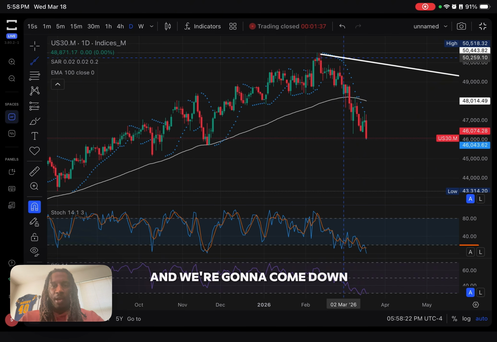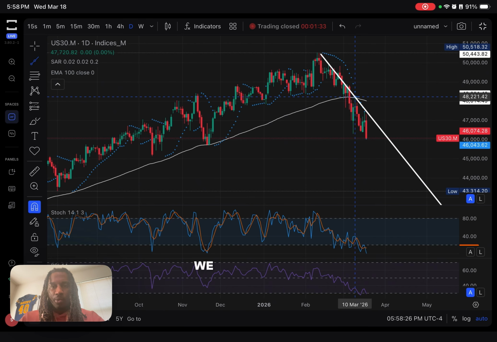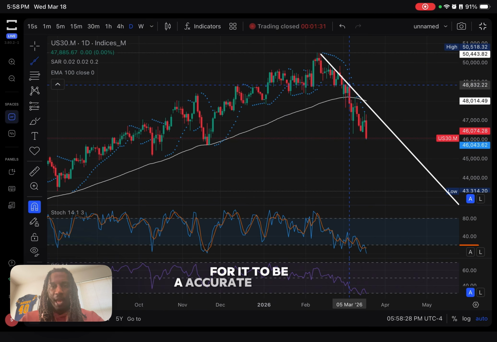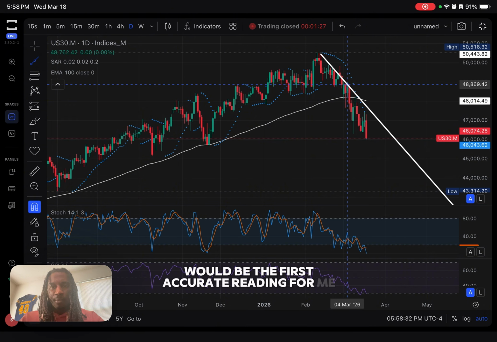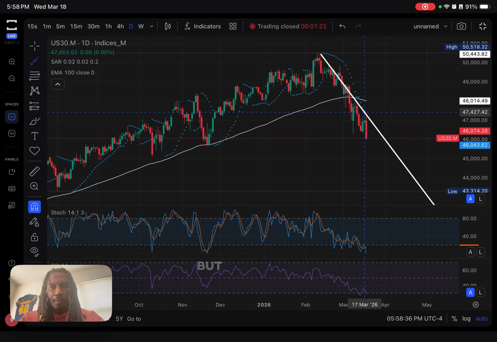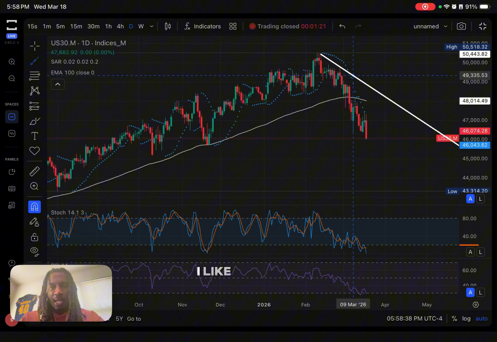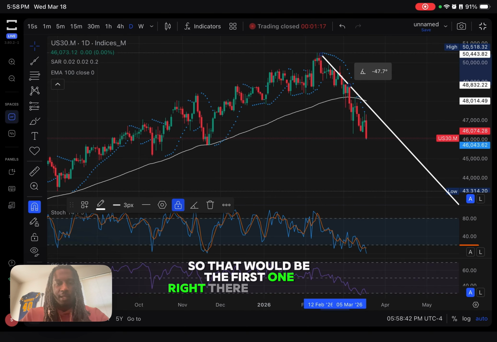And we're going to come down and find about 3 peaks, 3 touches. We want this to touch at least 3 times for it to be an accurate trend line. So right about here would be the first accurate reading for me for this trend line, right? We could make it come down here, but I like this right here. I like to do what I call a fan. So that would be the first one right there, boom.